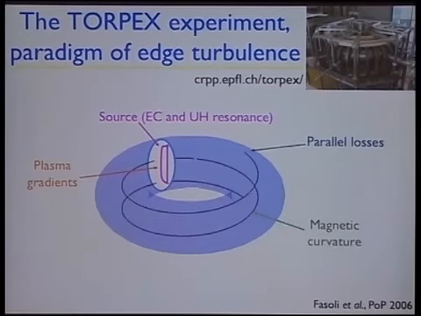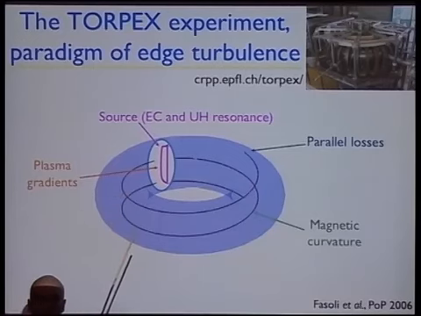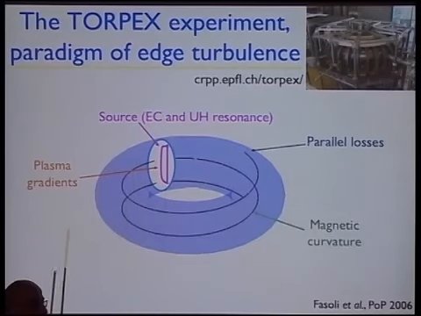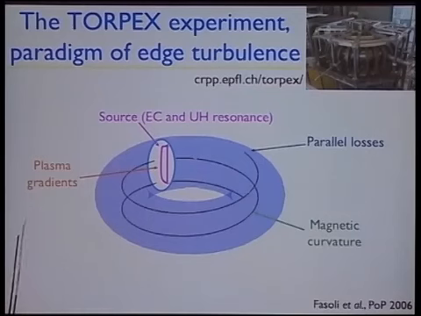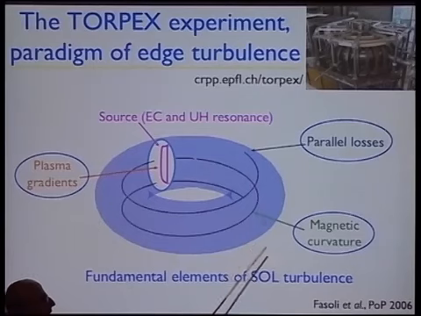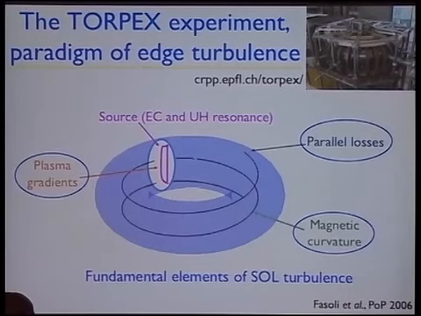Now, plasma is produced by injecting microwaves and exciting electrons at the electron cyclotron and upper hybrid resonance layers. This source region is radially localized, so this triggers plasma gradients. And if we think for a second, parallel losses, magnetic curvature, and plasma gradients are the fundamental elements of scrape-off layer turbulence, which are presented here in a much simpler configuration.